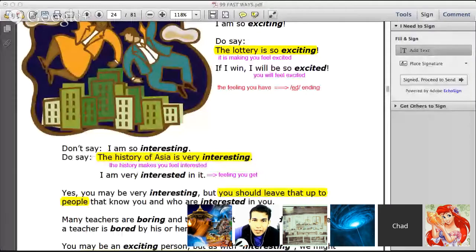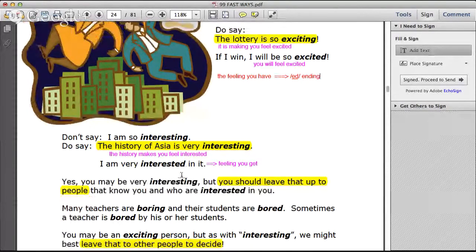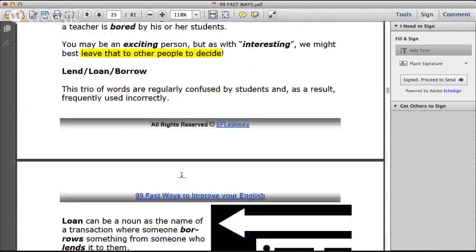Does that make sense, you guys? Yes. Okay, because this is something that I hear a lot of students err on. They usually say "I'm so boring," and it should be "I'm so bored." All right, very good. Any last questions before we move on to our next one? Okay, let's come down here. Next one here.